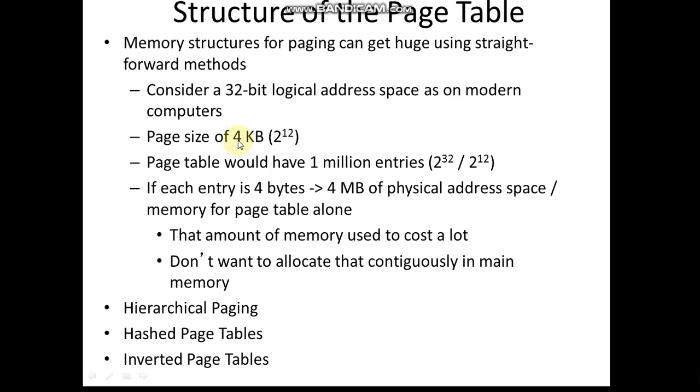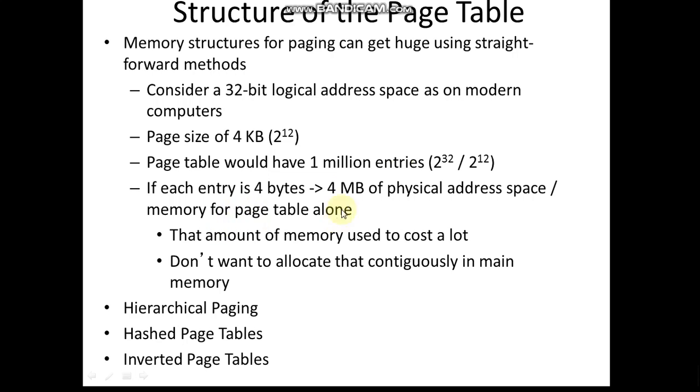Each page is 4 KB, so we'll have 2 raised to 32 divided by 2 raised to 12, that is 2 raised to 20, which is nothing but 1 million entries. If each entry requires 4 bytes, then 4 megabytes of address space is required to store the page table itself. We are not talking about the amount of memory required by the process, rather the amount of memory required to store the page table itself, right?